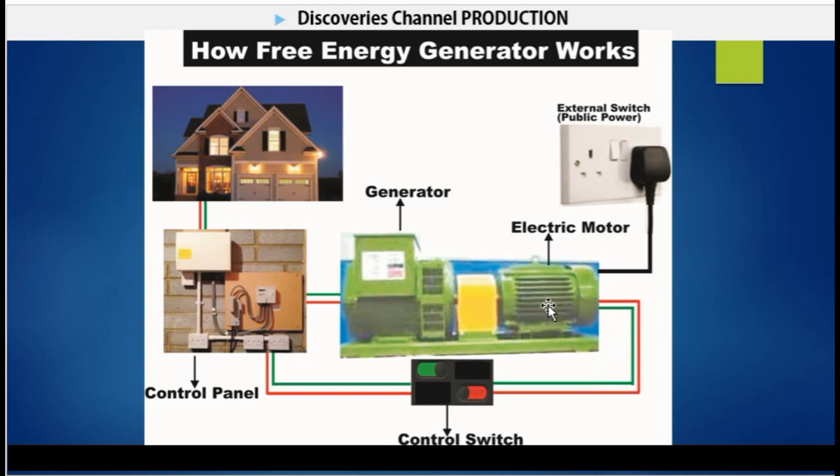This one is running. As it's running, it makes this one turn. And this one is turning, it generates light and sends it to the control panel, and the control panel sends light to the house and sends the rest back to this control switch, and the control switch returns it back to the electric motor.